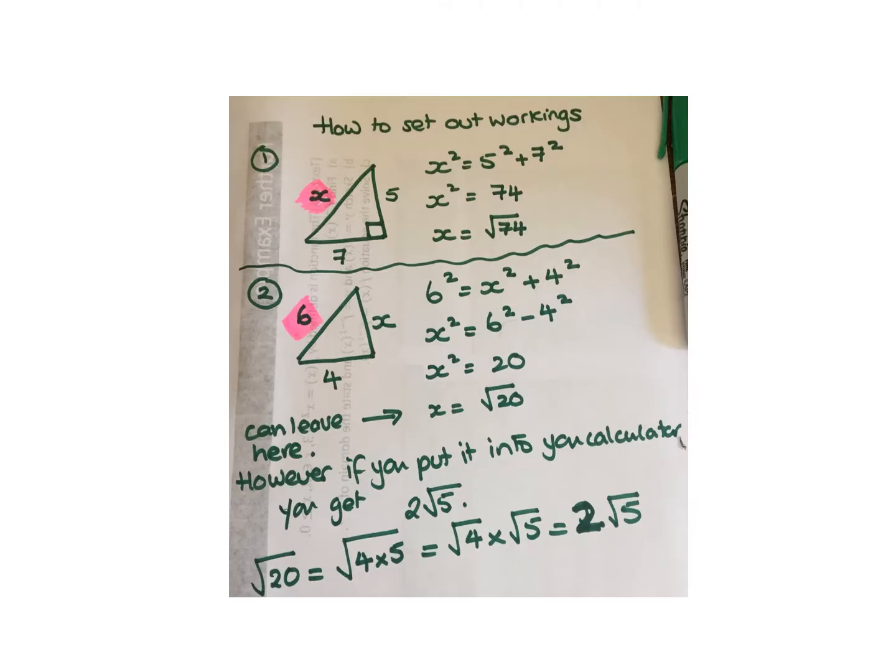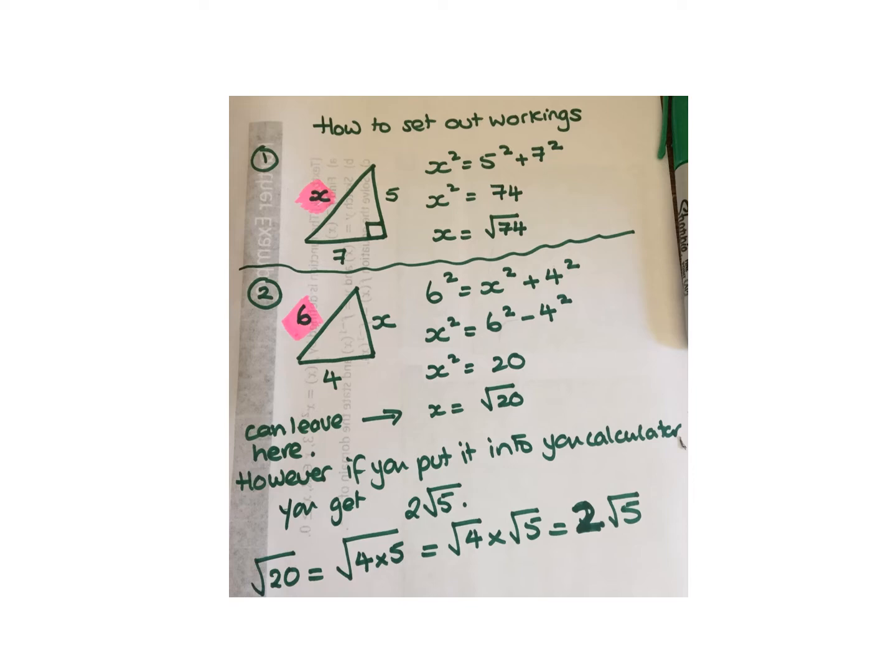So I want to remind you, when we're doing this work, this is how to set out workings. And I've shown you both ways of setting out workings, for when you're working out the hypotenuse and for when you're working out the shorter side. And I've noticed here I've gone on to surd form and said you can leave it here.